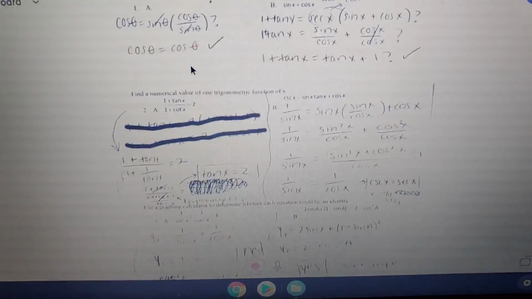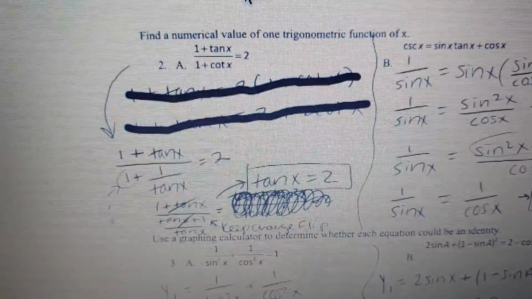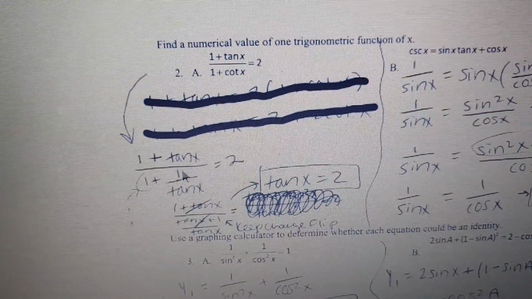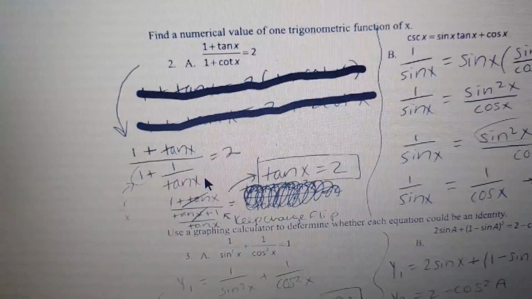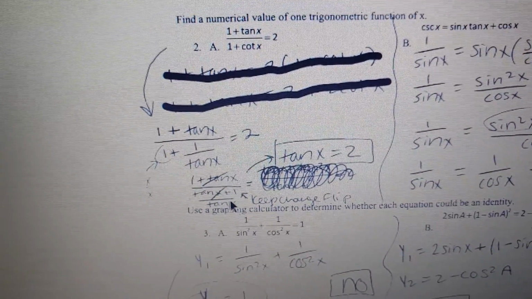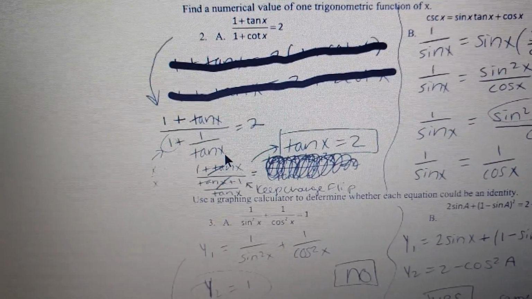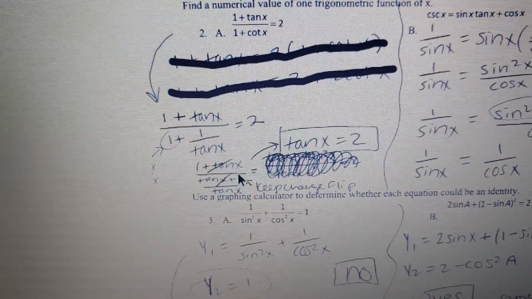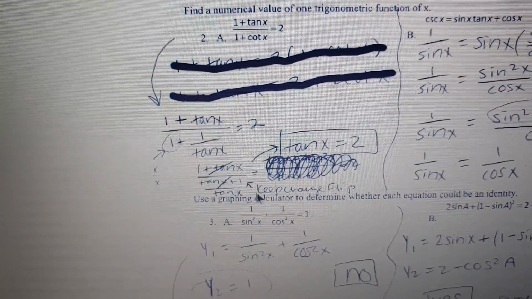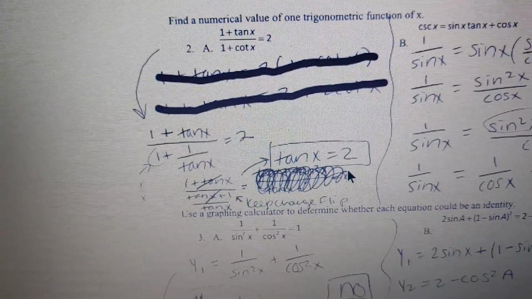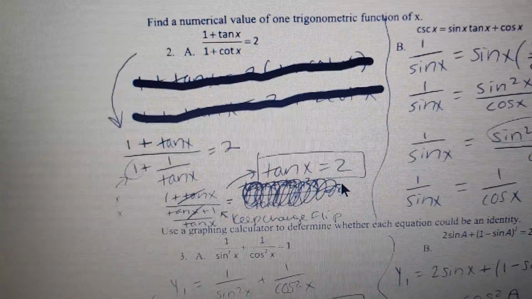In number 2a, we are finding a numerical value of 1 trig function of x. So ignore my crossouts here. So I have 1 plus tan x over 1 plus cotan x. So I'm going to make cotan 1 over tan, because that's what cotan is, equals 2. So when we find a common denominator of the numerator, and we find a common denominator of the denominator here, 1 plus 1 over tan x, and then we keep change flip that, we end up getting 1 plus tan x is crossed out. So we get tan x is equal to 2. So there's the 1 trig function of x: tan x equals 2.